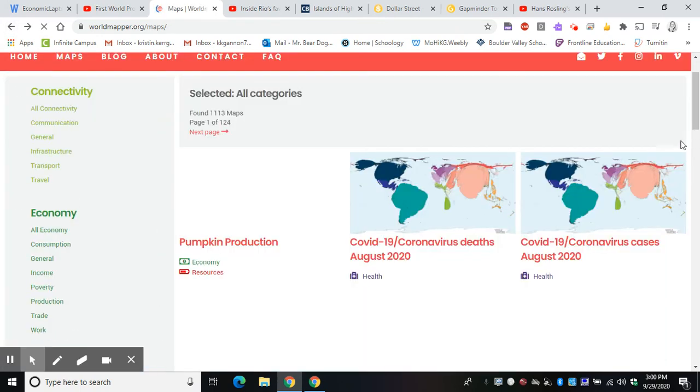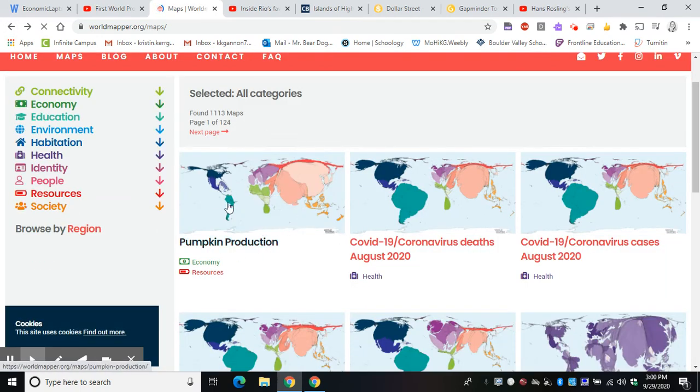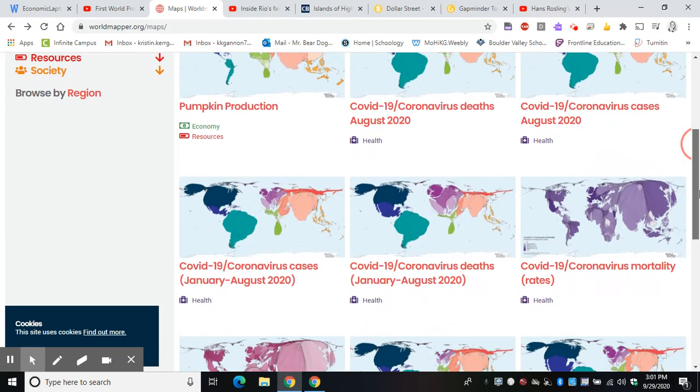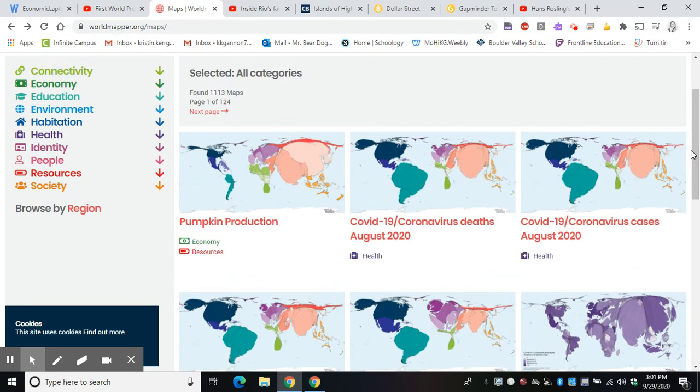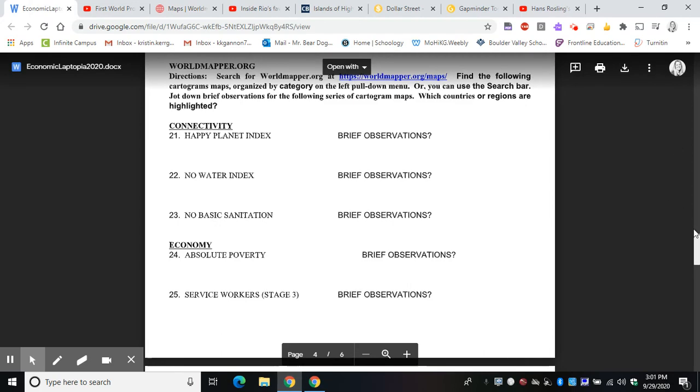What do you notice as the countries? I mean, yes, you could look at pumpkin production, but I really had more important topics like who's got sanitation and who's got water and who's living in absolute poverty. So we're going to do some of these together in our small groups, and then I'll let you finish on your own. Okay, we're almost done.